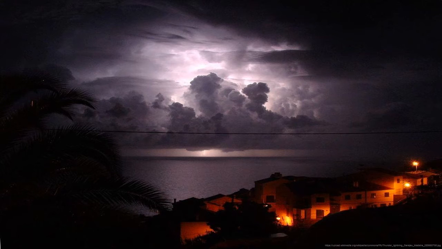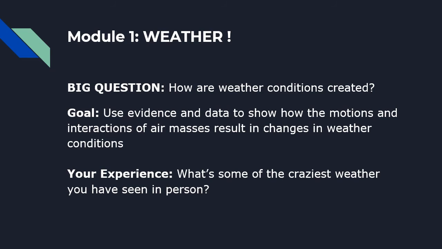But the module we will be learning about is all about weather. This is a pretty cool picture, taken off the coast of Portugal. It's a lightning shot of a thunderstorm rolling in. The big question that we're trying to answer is, how are weather conditions created? Our goal is to use evidence and data to show how the motions and interactions of air masses result in changes in weather conditions. Now, what does that mean? It really just means we're going to look at graphs and other materials to see if we understand what they're saying, and whether what they're saying can help us learn about the weather and how it changes.